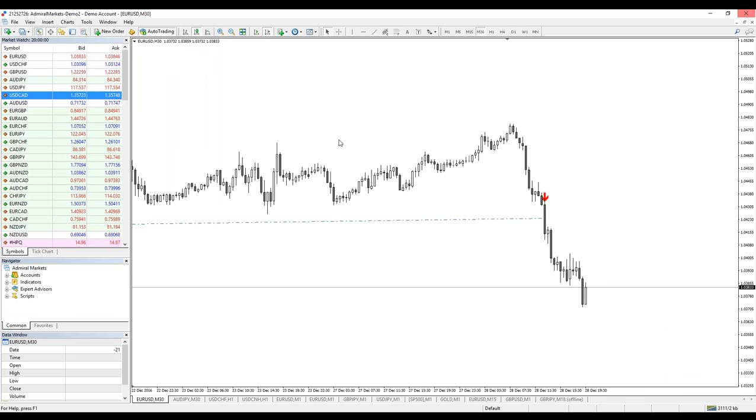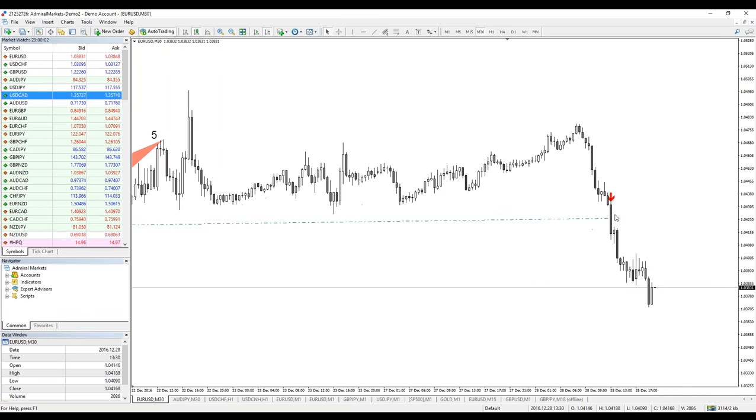The 1 to 3 line has been taken out, and now this signal has already been confirmed and in profit. And now we move on, guys. We don't watch Euro-Dollar M30 anymore. This was our intraday trade, and it was good. Let's say we close Euro-Dollar.